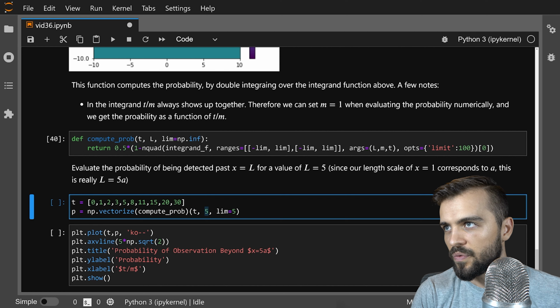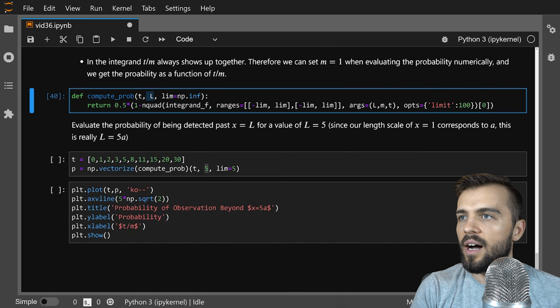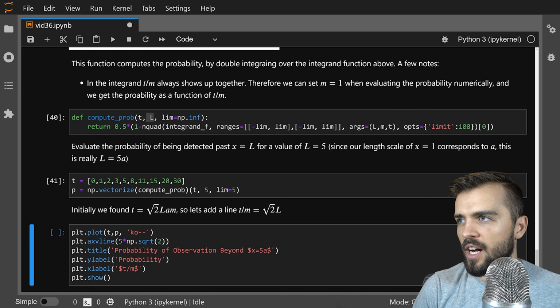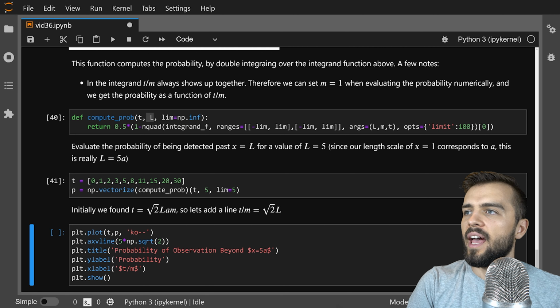I'm plugging L equals 5, corresponding to this argument here. And because this is a small box, bounded definitely between -5 and 5 and -5 and 5, I'll use my limit of 5 here. So that took about a minute to run. We have our times and we have our probability of being detected past x equals L. And we can plot them.